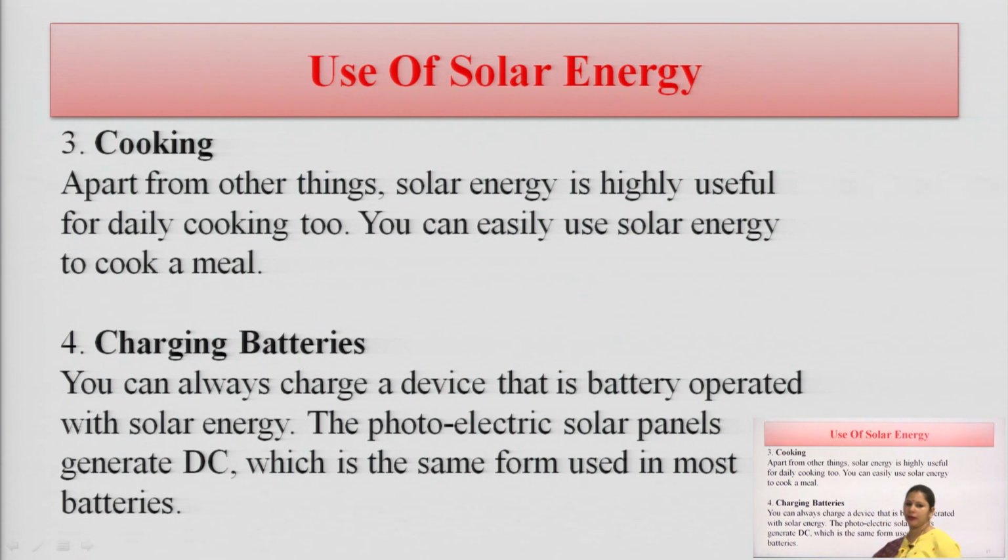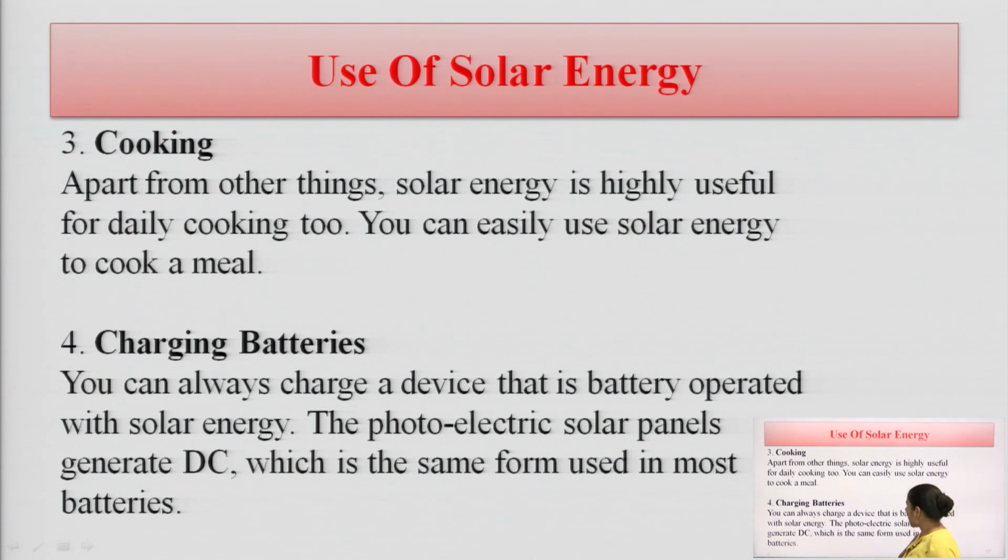In cooking also we can use our solar energy. How can we use it? Apart from other things, solar energy is highly useful for daily cooking too. During the cooking time, we can easily use solar energy to cook a meal, likewise as we are using electricity. Charging batteries: we can also charge our battery by the use of our solar system.